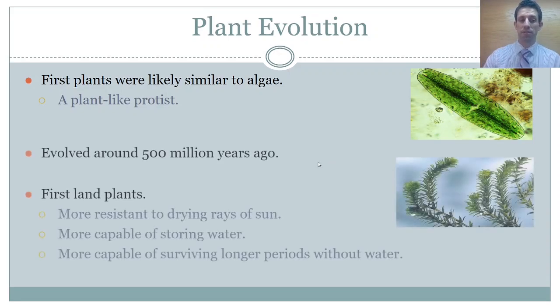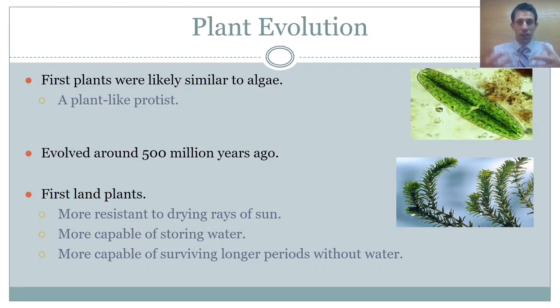It is a plant-like protist. We think the very first plants would have evolved around 500 million years ago, and we actually think the first plants would have been land plants, very similar to that of moss. Now, these plants moving on to land needed to have some distinct advantages or traits separate from what algae would have to deal with, right?